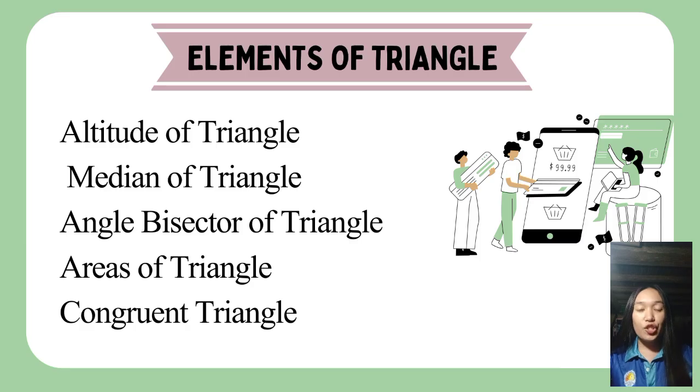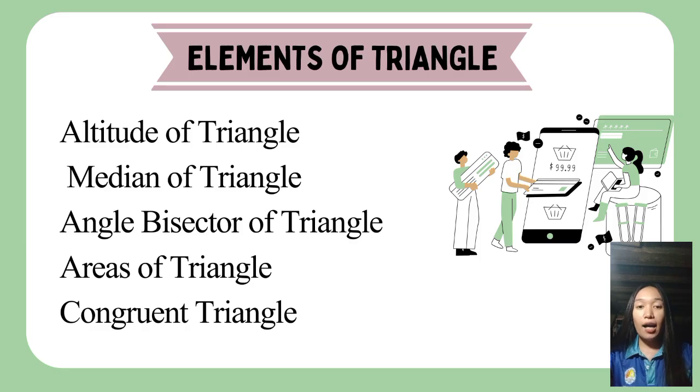First is altitude of a triangle. So an altitude is a perpendicular line drawn from a vertex to the opposite side or its extension. It measures the shortest distance from the vertex to that side. Next is median of a triangle. So a median connects a vertex of a triangle to the midpoint of the opposite side. So it divides the triangle into two smaller triangles of equal area.